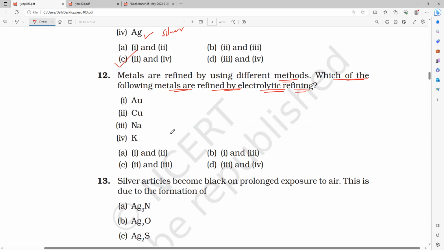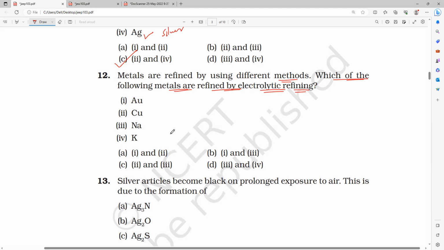Metals are refined by using different methods. Which of the following metals are refined by electrolytic refining? So recently only I have taught you. So all of you check it, that electrolytic refining, everybody. So check it. Once you check it only, you can make it. Electrolytic refining. What are the metals?